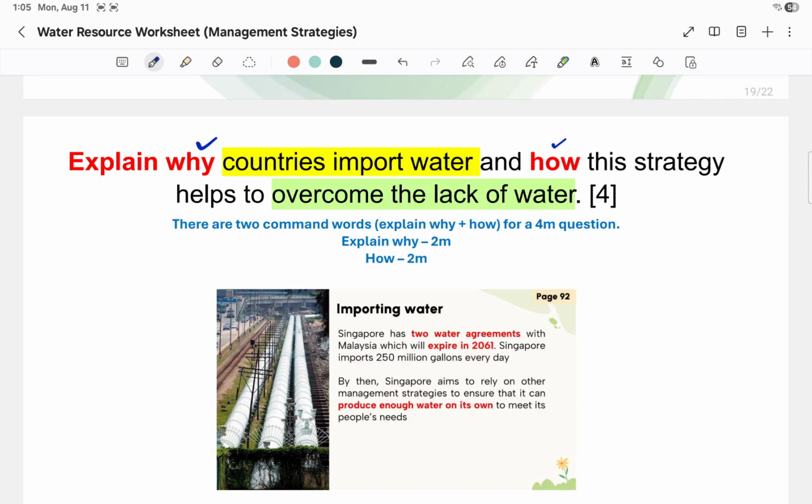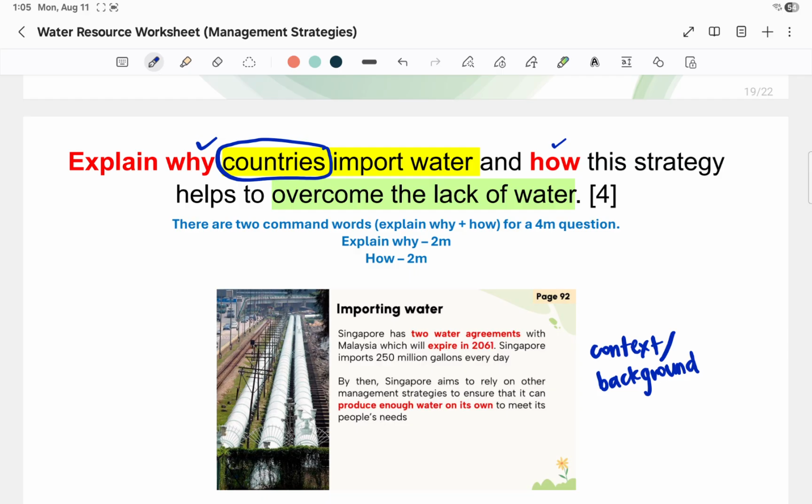For this question, because they talk about countries quite generically, you don't really have to talk about Singapore, but knowing that Singapore imports water from Malaysia gives you a bit of context, a bit of background, so that you can make some good deductions. You can think of reasonable, logical reasons. So you can explain why, and you can show how this helps.